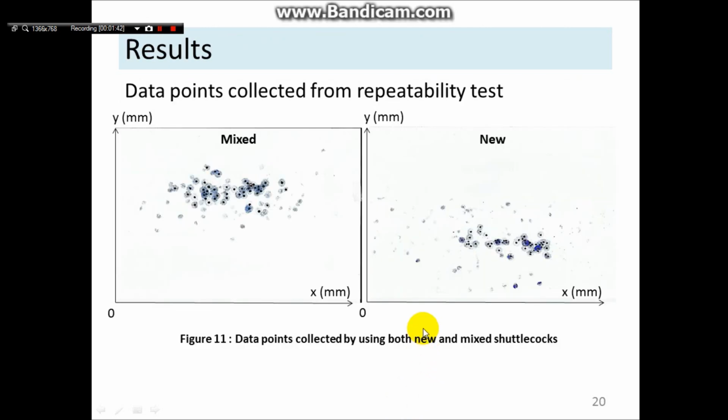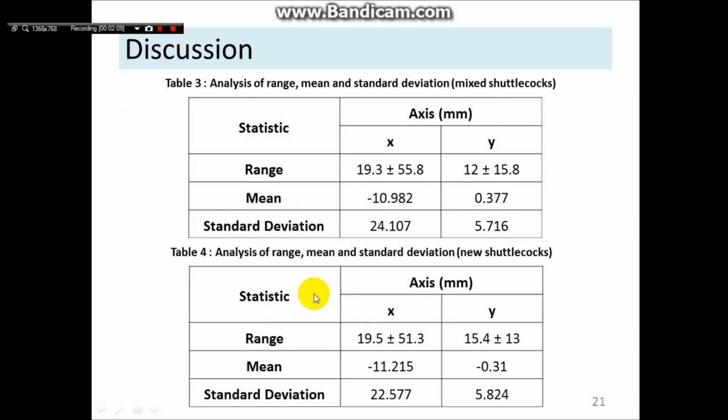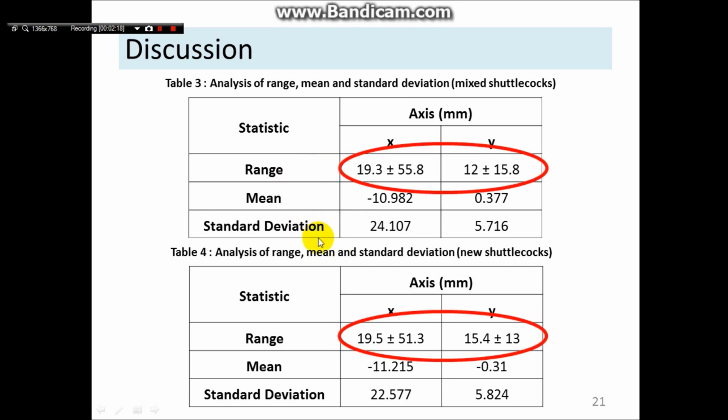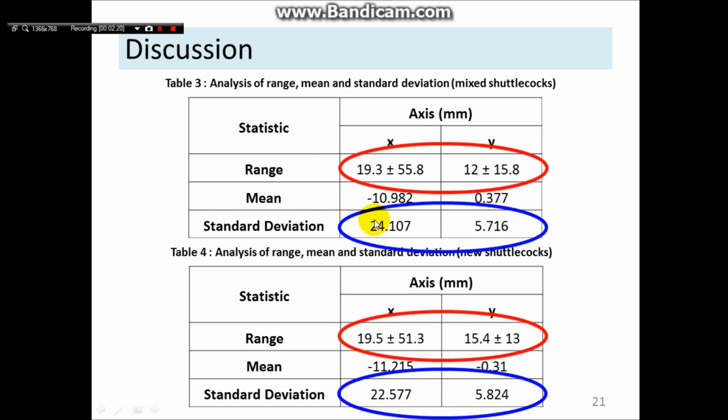From the first experiment, which is the repeatability test, we can get these two results. The figure shows the data points collected using both new and mixed shuttlecocks. The shuttlecock is colored by pen, and the feeder will drop the shuttlecock onto the paper below the machine. From the result, we can get the range, mean, and standard deviation for both the mixed and new shuttlecocks. As we can see, the range and standard deviation for the X and Y axis are different.